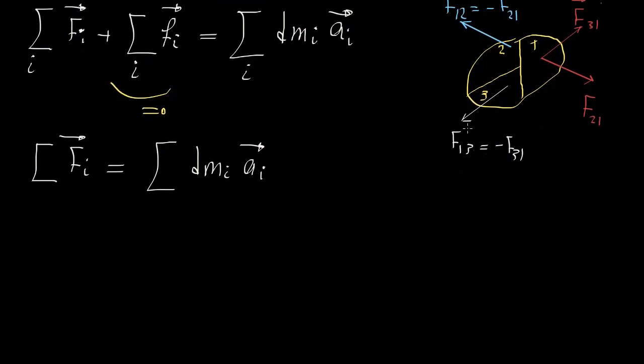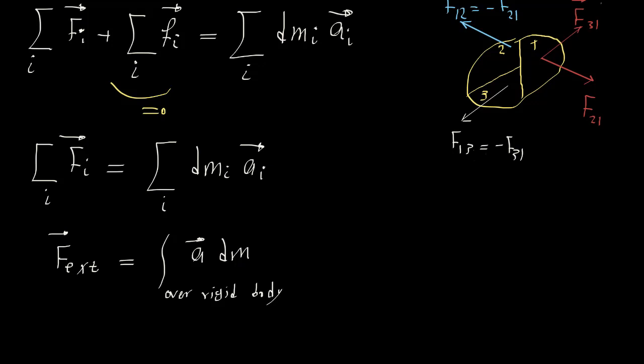Okay. Now I can say that a rigid body basically is just an infinite number of particles. And what's the way that we can turn this summation to include an infinite number of particles? Well, we have to turn this into an integral. So this would be the sum of all the external forces. So I would say that F external, the sum of all the external forces, would turn into an integral over the rigid body. So this would be a dm over the rigid body. Okay, so far so good.